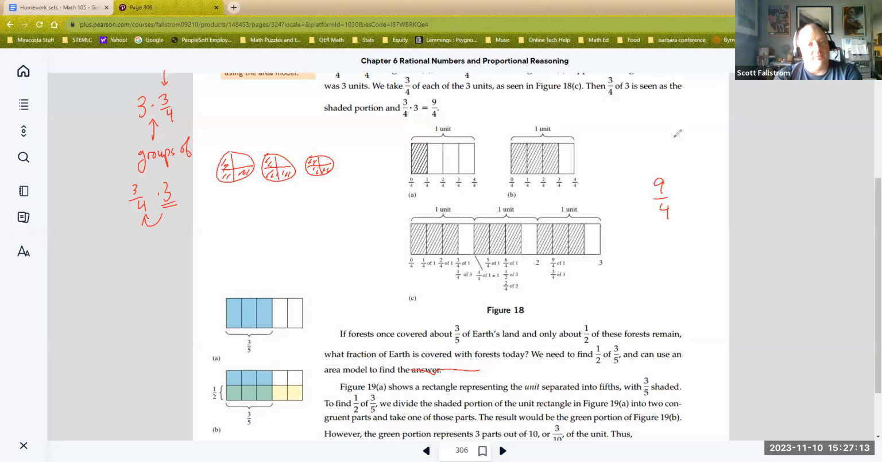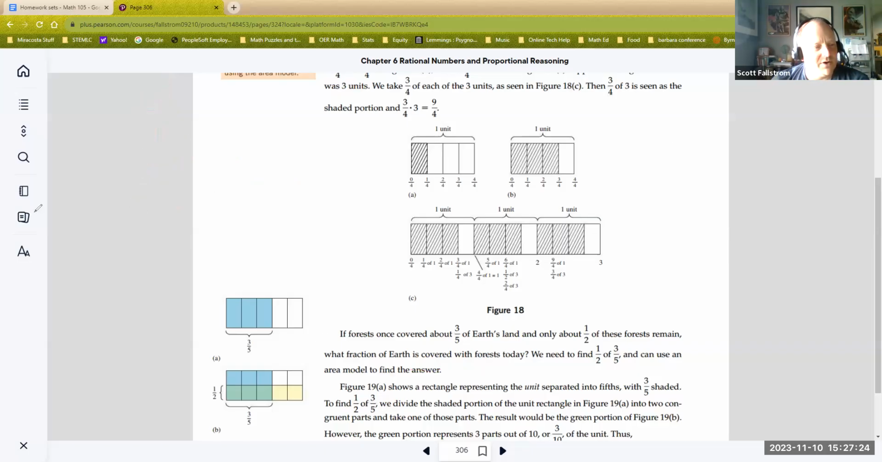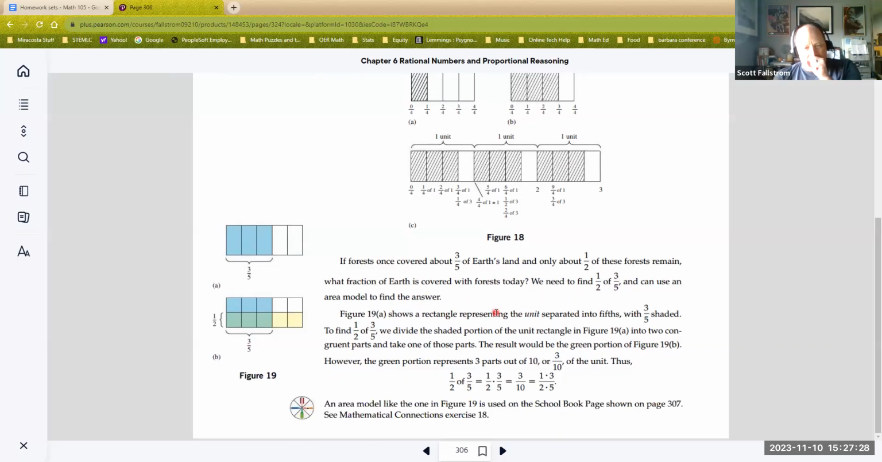times a whole number, because then you could represent the whole number as a whole unit. But if you have fractions multiplied by fractions, we need a little bit of a tweak. And that's where, honestly, I think the box or rectangular model is much better. And I'll kind of tell you why.